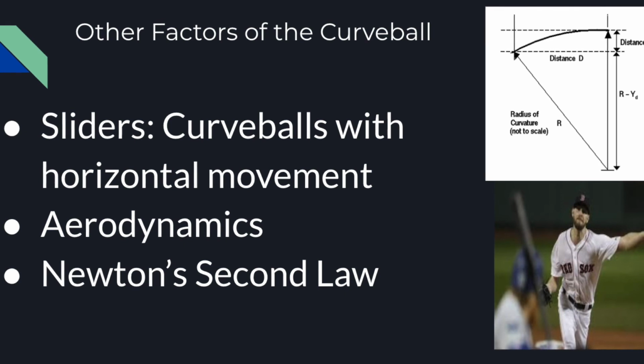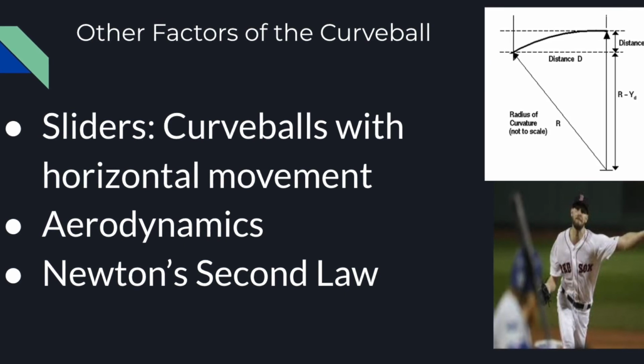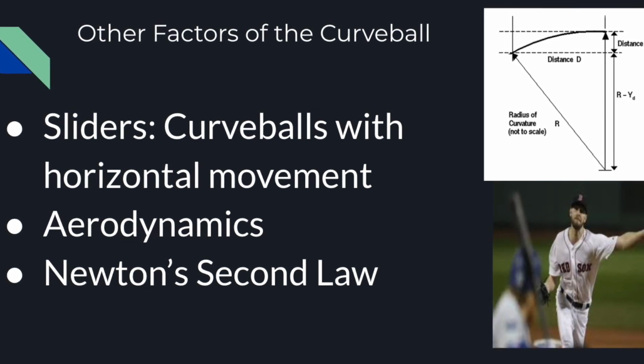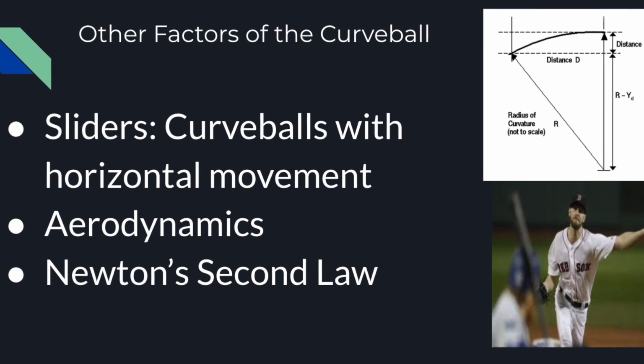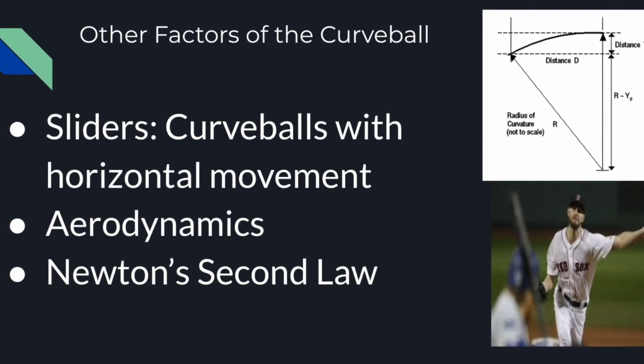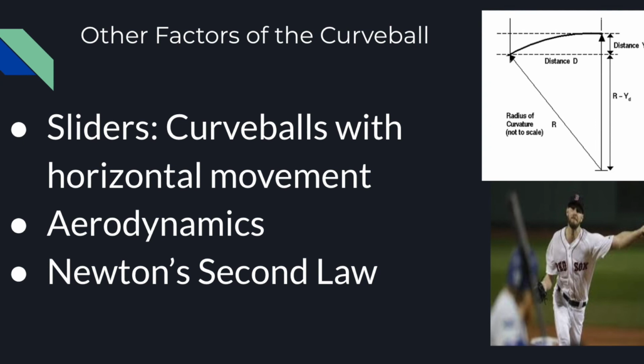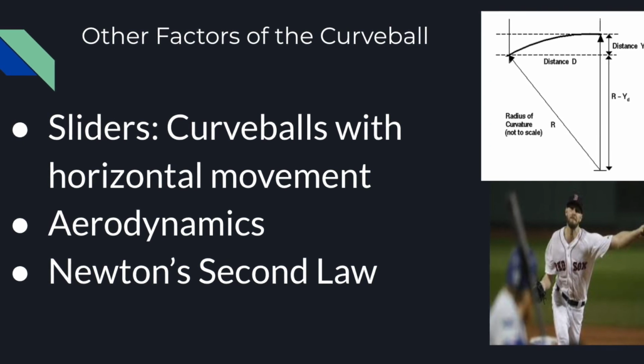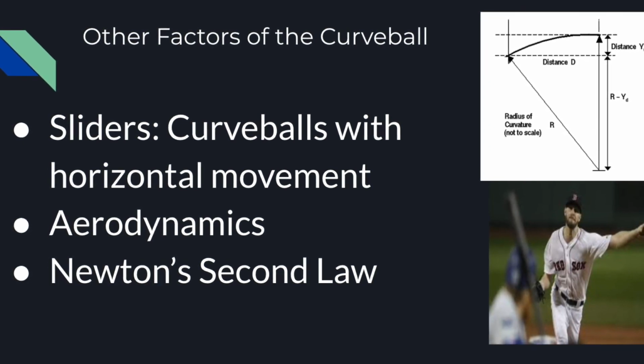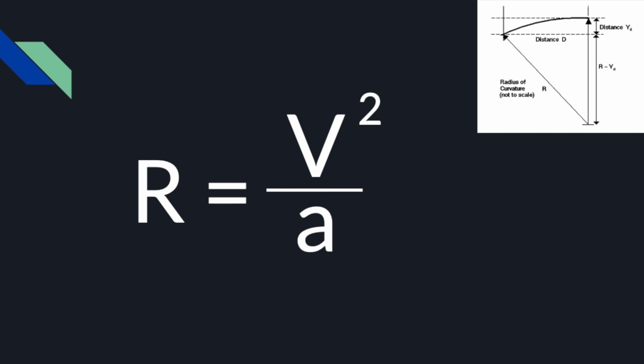Using Newton's second law, we can calculate the acceleration of the baseball with mass m. With the slider, the baseball moves horizontally, roughly following a curved path, as seen in the image in this slide. This curve has a certain radius r, which we can calculate using the formula r equals v squared divided by a.